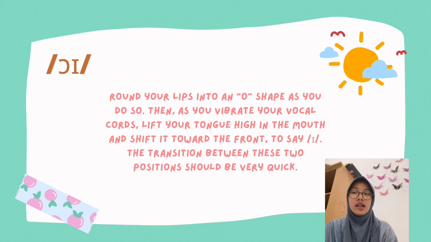Oi. Round your lips into an O shape as you do so. Then, as you vibrate your vocal cords, lift your tongue high in the mouth and shift it toward the front to say E. The transition between these two positions should be very quick. Example: toilet, annoying, join.